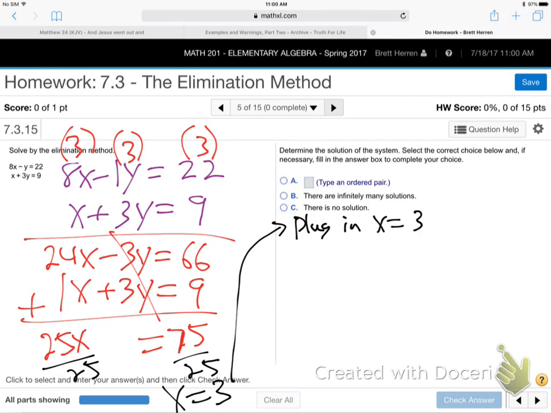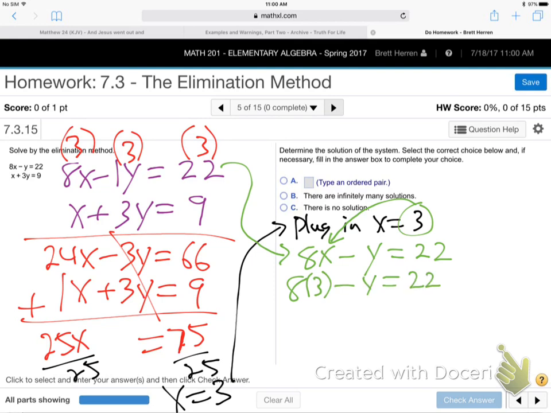You know, you can plug into any of those equations, by the way. Any of them. It doesn't matter. First one, second one, third one, fourth one. Any of them, it'll all work the same. I just always grab the first one, but any of them would be fine. Put in the 3. 24 minus y is 22.